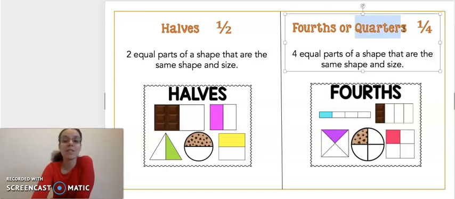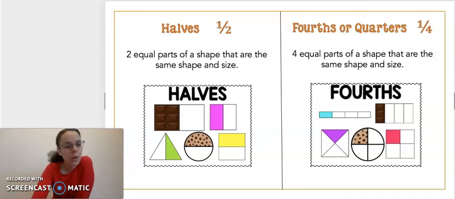All right, the next thing we're going to talk about is fourths. Another way of saying fourths is this word quarters. Kind of like the coin, a quarter. Fourths or a quarter is 4 equal parts of a shape that are the same size and shape. So that same candy bar that we had, it's not broken in half anymore. It's broken into fourths. I know because it's broken into 4 equal parts.